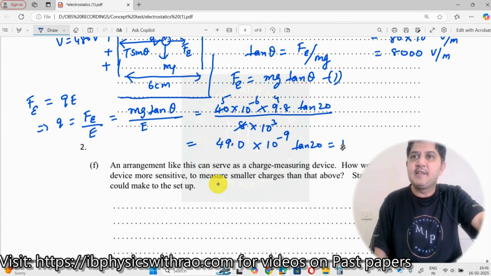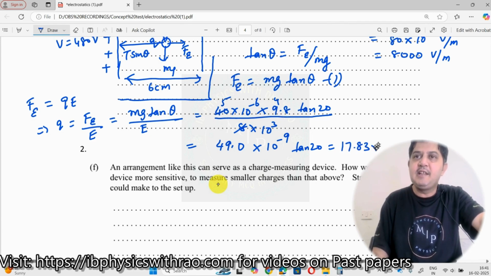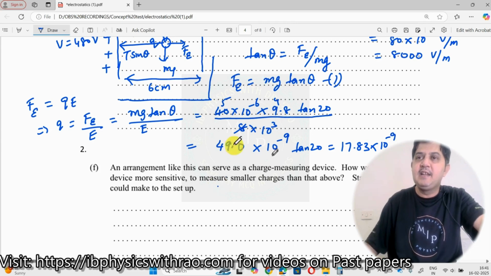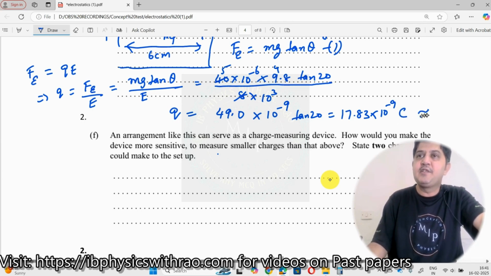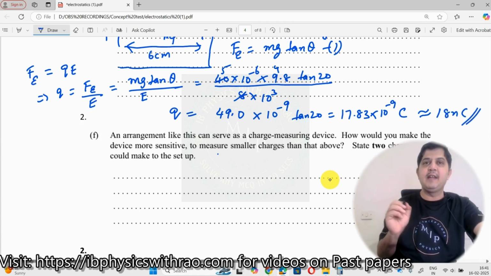I get the answer as 17.83 into 10 to the power of minus 9. What is this now? This is nothing but your charge over here, in coulombs. Or in other words, you can say this is 18 nanocoulombs. This is how you can answer this.